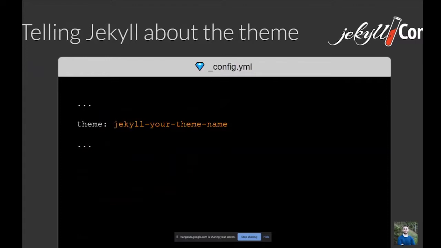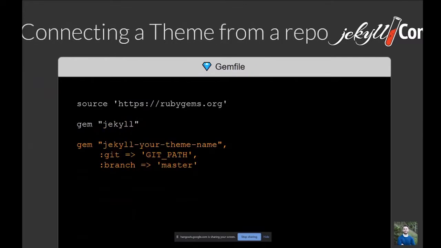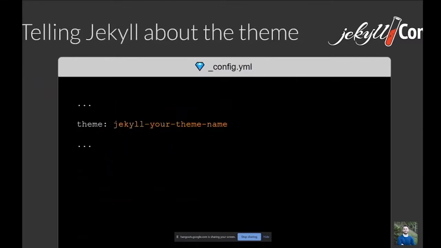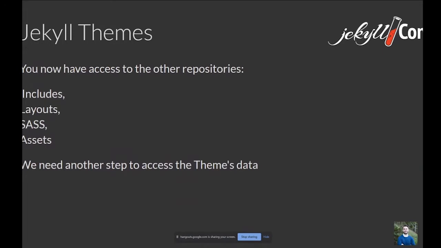And then the other thing we need to do is just tell Jekyll that we want to use that theme that we've installed in the bundler. And so these two file names just have to line up. Within this, it gives you access to the includes, the layouts, the sass, and the assets, all of the other Jekyll theme. So that gets us most of the way there.